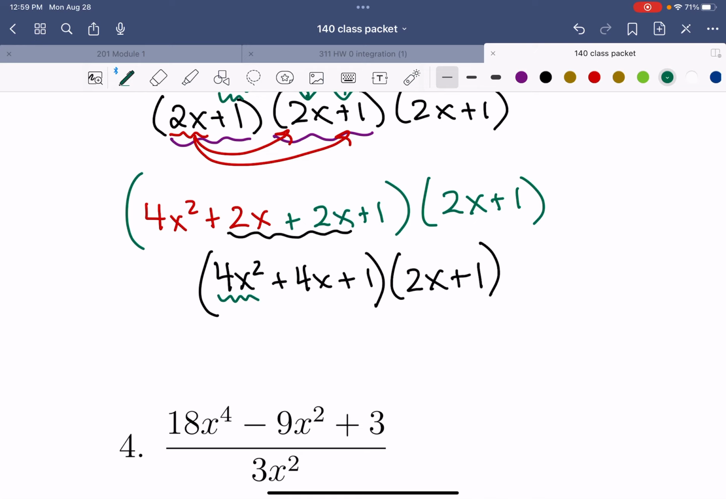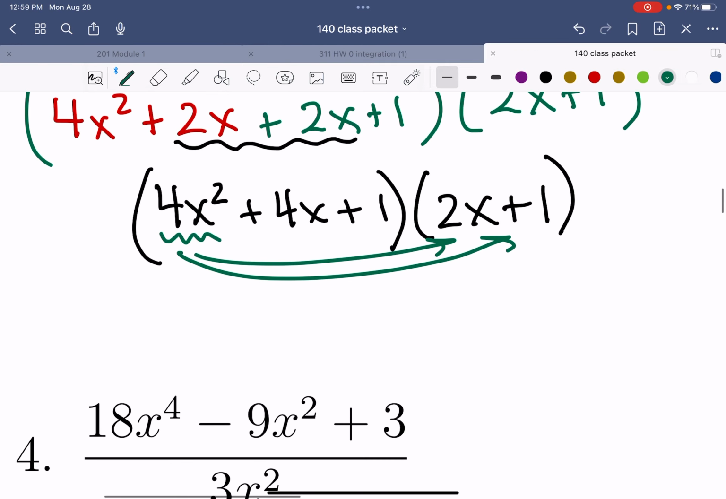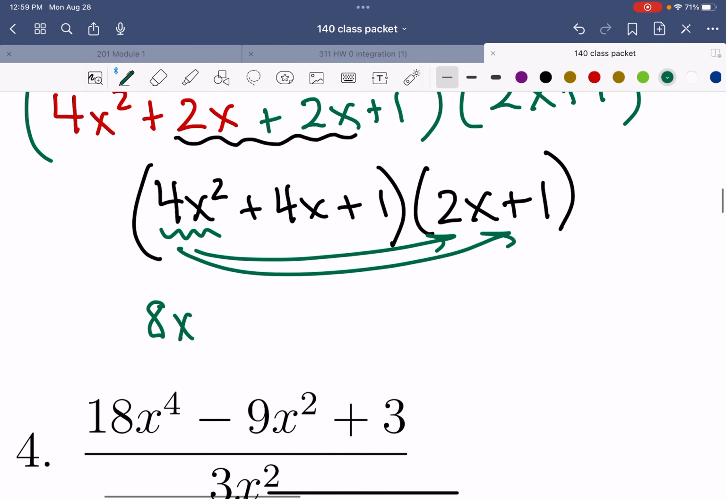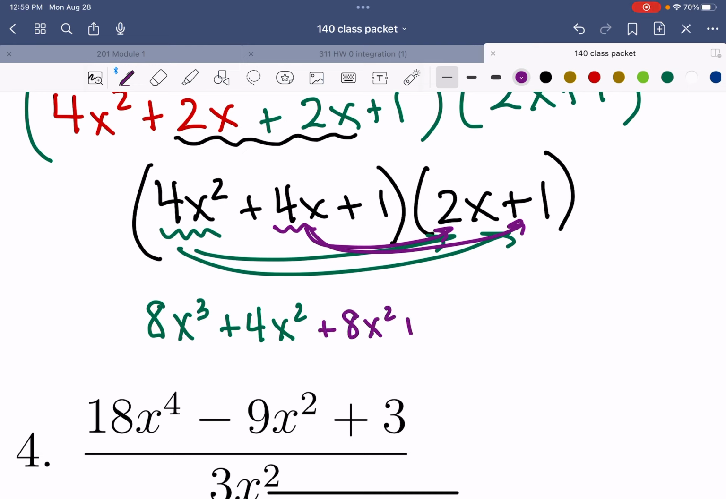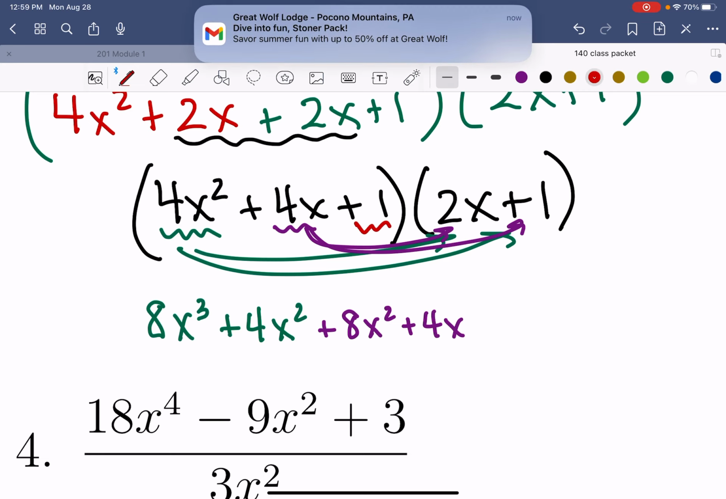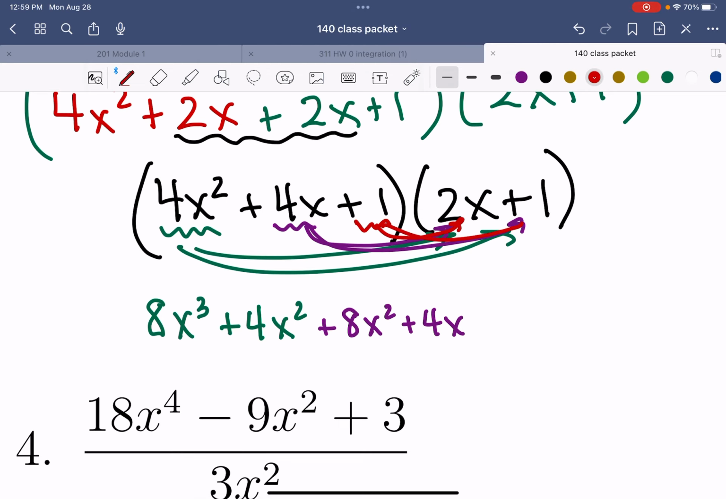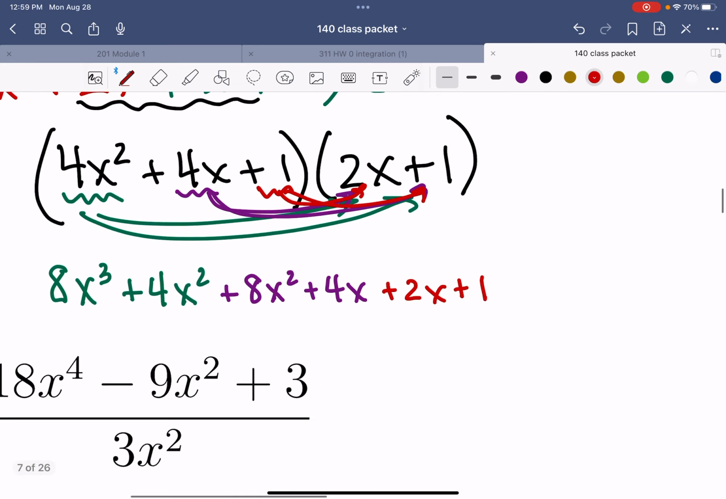So my 4x squared gets multiplied first. So that's going to give me 8x cubed plus 4x squared. Then we take the 4x times the 2x and the plus 1. So that's going to give me 8x squared plus 4x. And then we're taking the plus 1 times each of those two. And that'll give me plus 2x plus 1.